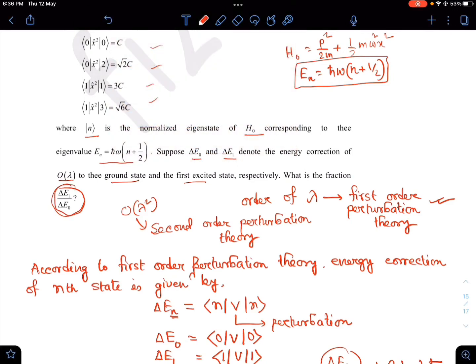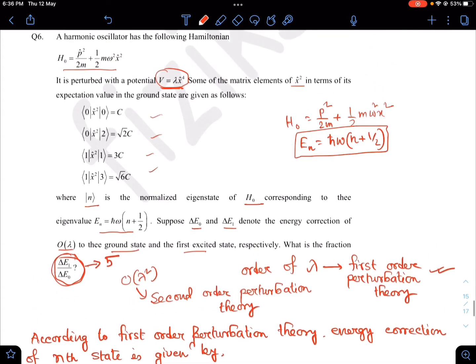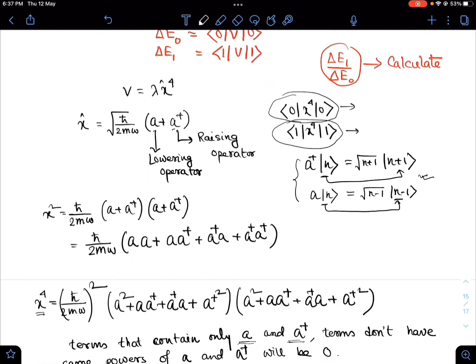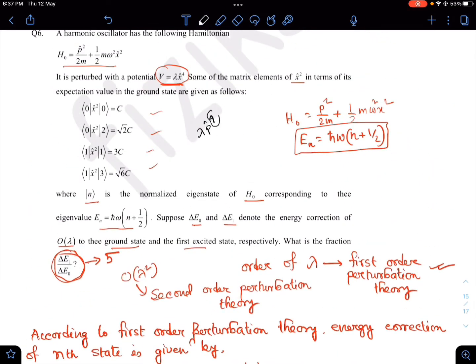The answer of this delta E1 by delta E0 is 5. So in this way you can solve any perturbation problem of the harmonic oscillator. In this problem the perturbative potential involves x, but suppose in any other problem it involves p. In a similar manner you can expand this p in terms of raising and lowering operators, and this power term can also be different, like it can be cubic or squared.